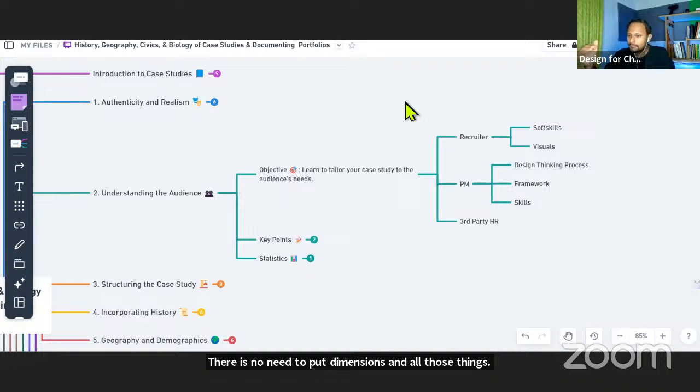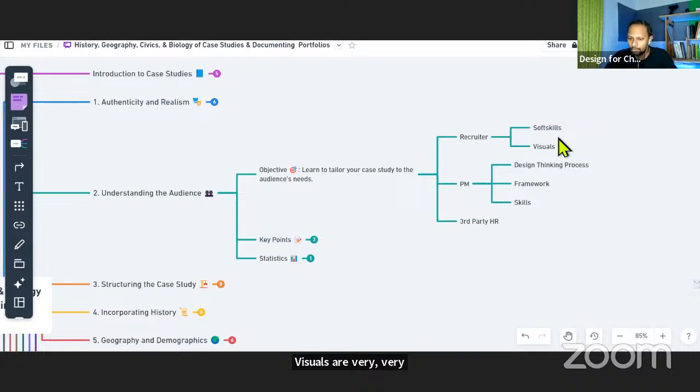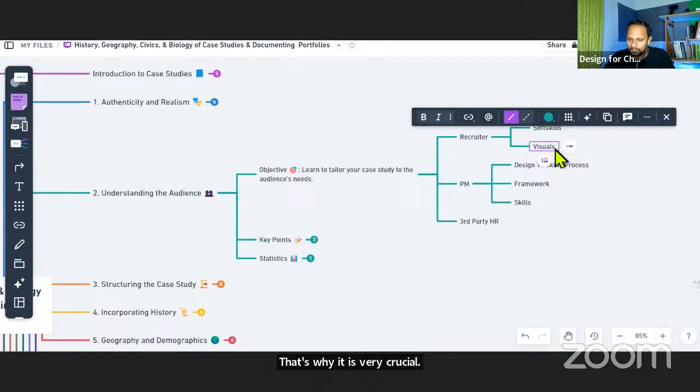See, whether it's top management, middle management or lower management, visuals are very important to first get you attracted to what kind of work you have. That's why it is very crucial. This particular element will come in all of the places.